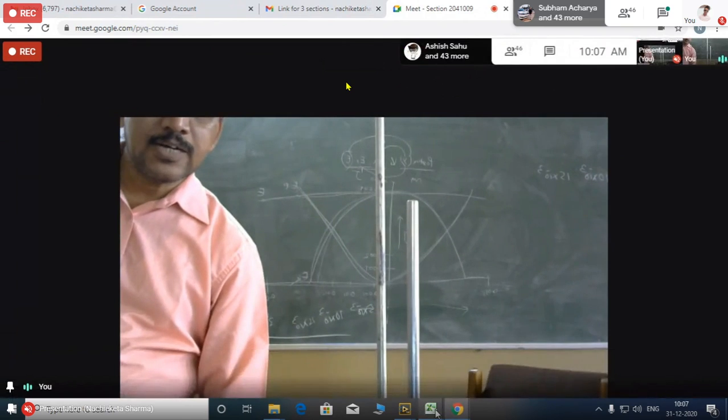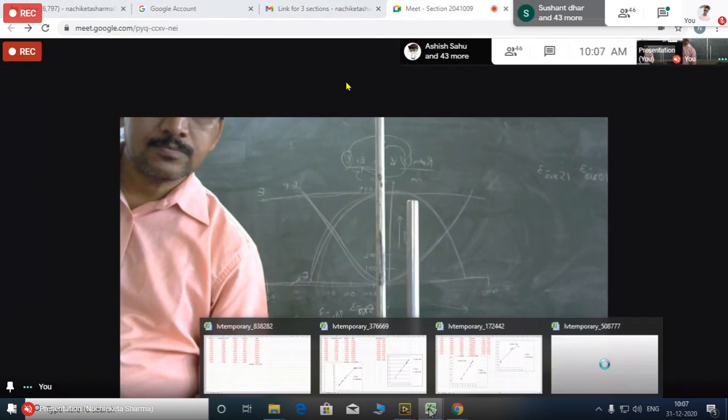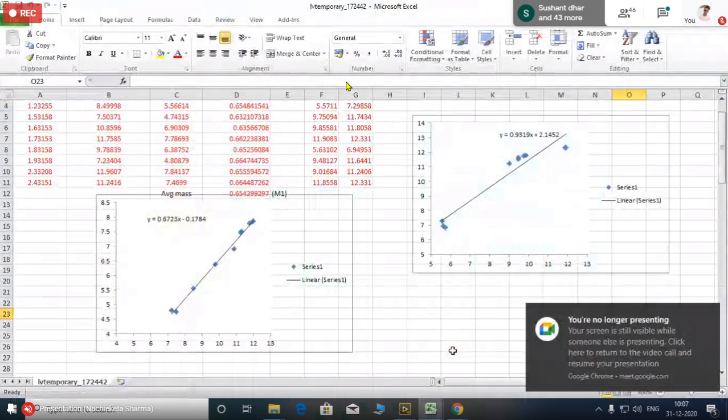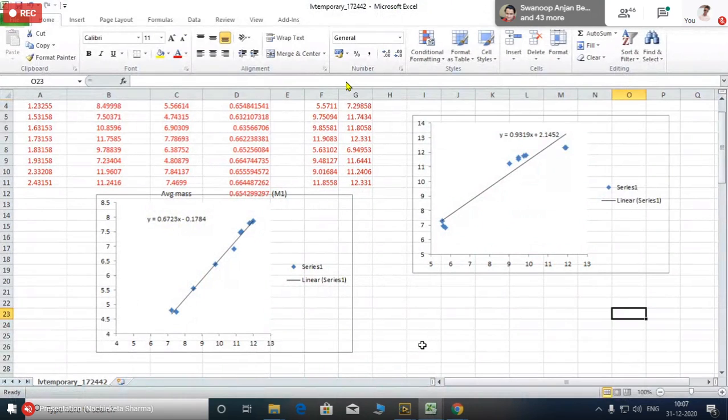Are you plotting the graph or not? Yes, no problem. Hello, did you get it?